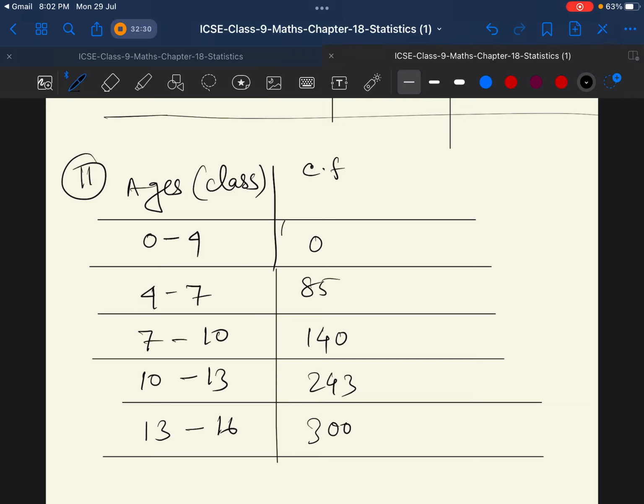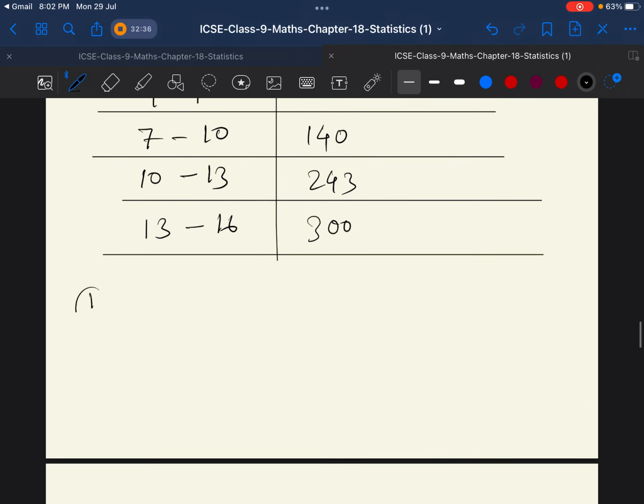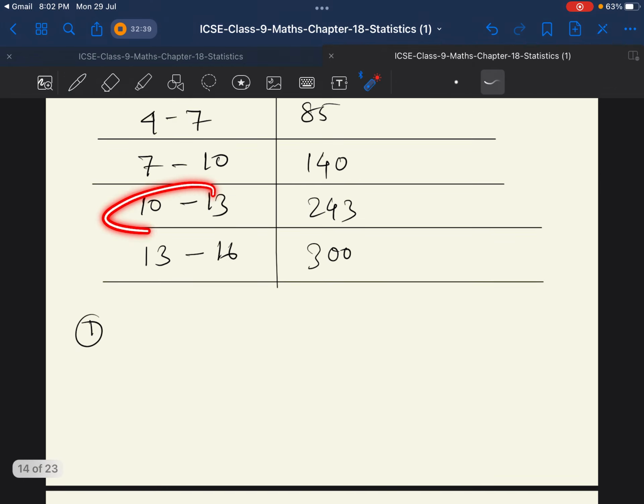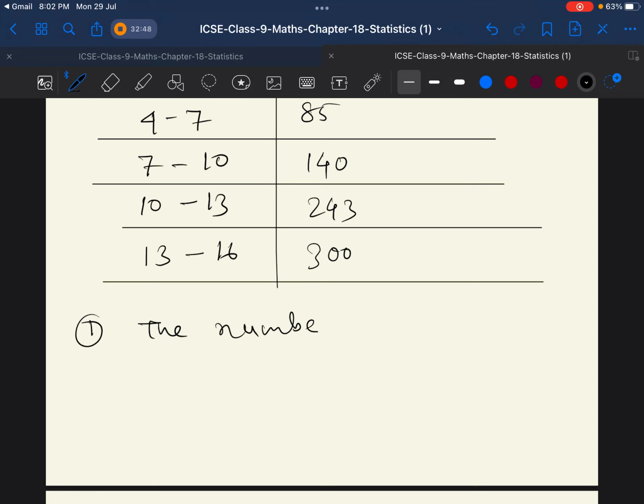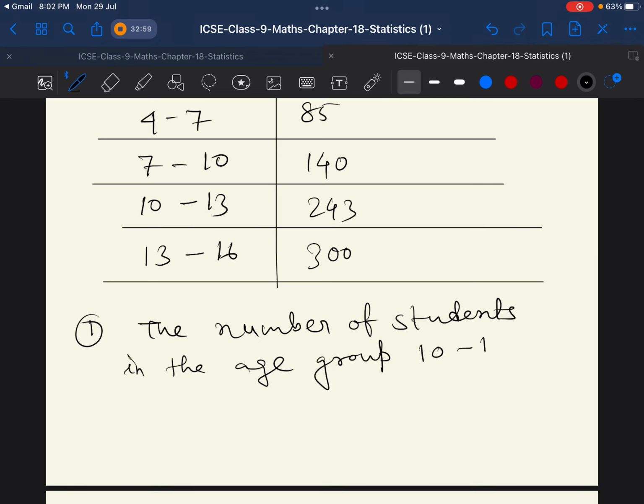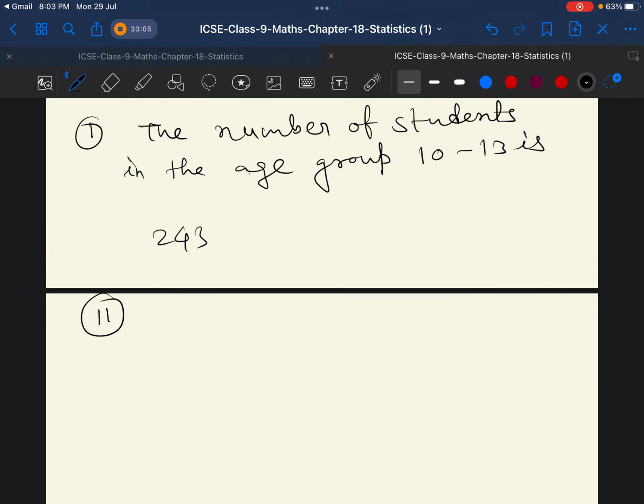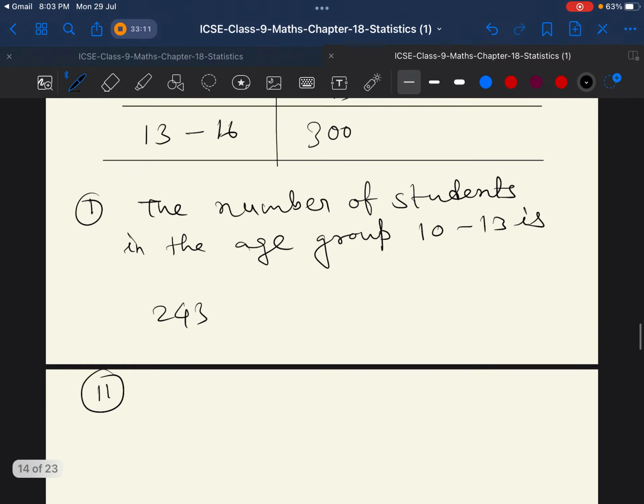So here 10 to 13, the number of students is 243. Here you see 10 to 13, the number of students 243. So the number of students in the age group 10 to 13 is 243. Question number 2, state the age group which has the least number of students.